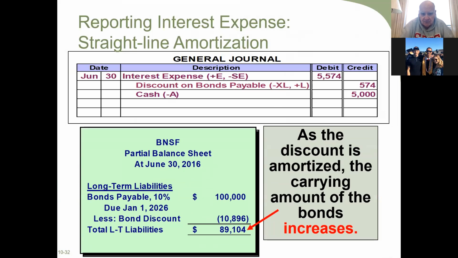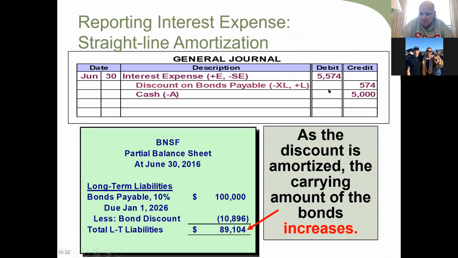So let's take a look at the presentation here. Look at your journal entry for the first year. And this is crucial. This is what we need to understand. How much do these bonds pay in cash? Yeah, they pay the coupon rate. The 5,000, yeah. But how much was the amortization?